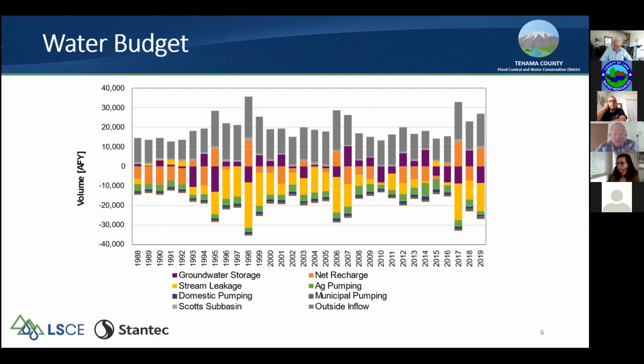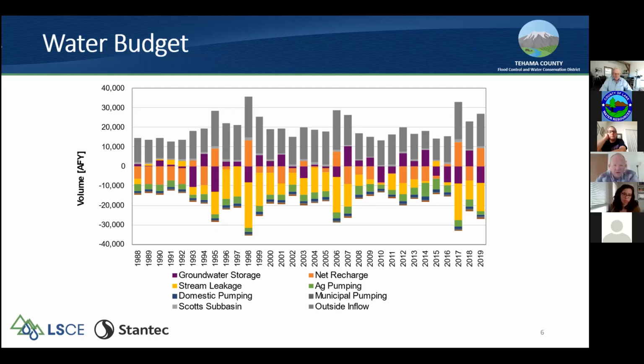There's a lot of information on this screen. The different colors detailed in the bar graphs represent components that add to the water budget, for example net recharge and inflow. And then there are components that extract water from the water budget, such as domestic pumping, outflow, and municipal pumping. I don't know if you can see my mouse, but essentially anything above the 0 line, so positive, is adding to the water budget, and anything below the line is subtracting from the water budget.